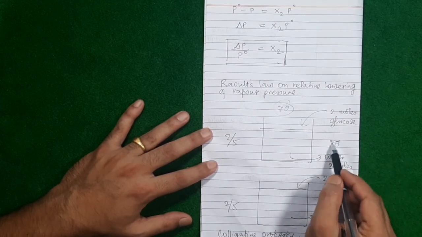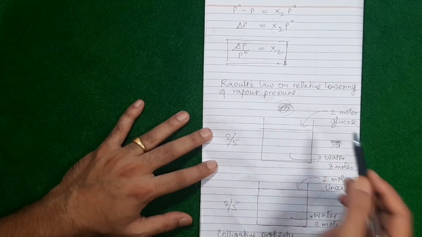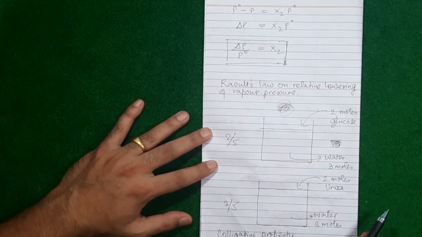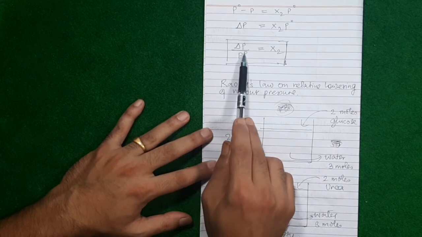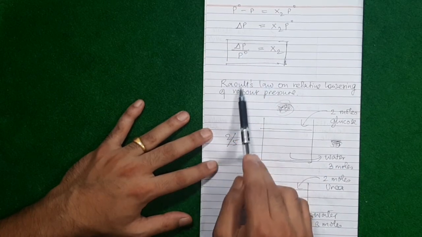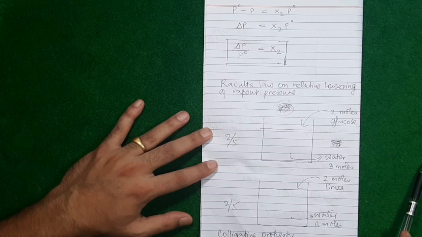This is how we find the relative lowering of vapor pressure. But what if you don't know their vapor pressures? We don't know whether it was 70 in the beginning and now it is 50. You just have to tell me how much will be the relative lowering of vapor pressure of water. How much is the relative lowering of vapor pressure of any liquid according to Raoult's law? Isn't it equal to the mole fraction of the solute?